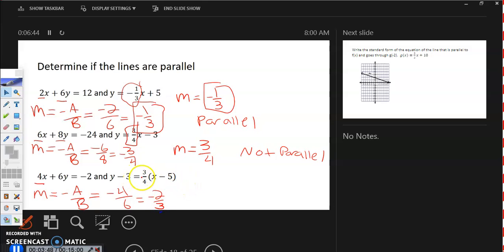This last one is in point-slope form this time, so instead of seeing what's attached to x, I need to see what's multiplied by the parentheses. In that case, it's what's out in front of the parentheses here, so our slope is +3/4. I compare my slopes again. The first one was -2/3, the second one was 3/4. These are not the same, so we're going to conclude that these lines are not parallel.